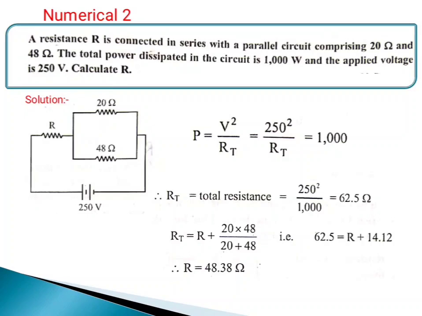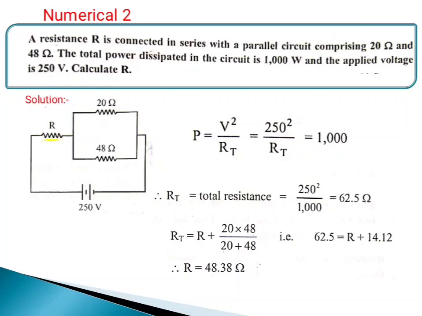Now let us study the second problem, numerical 2. A resistance R is connected in series with a parallel circuit comprising of 20 ohm and 48 ohm. The total power dissipated in the circuit is 1000 watt and the applied voltage is 250 volt. Calculate R.